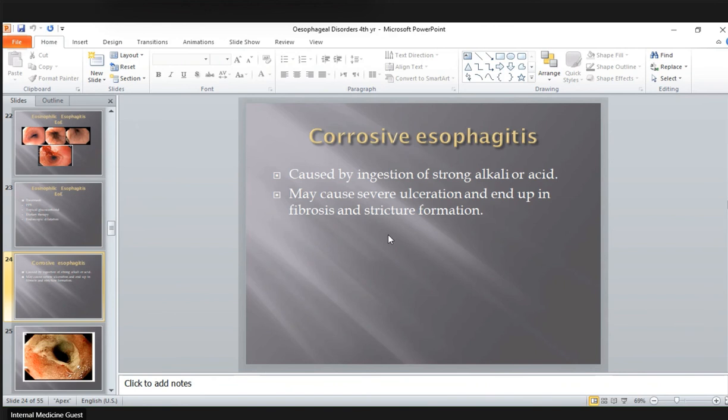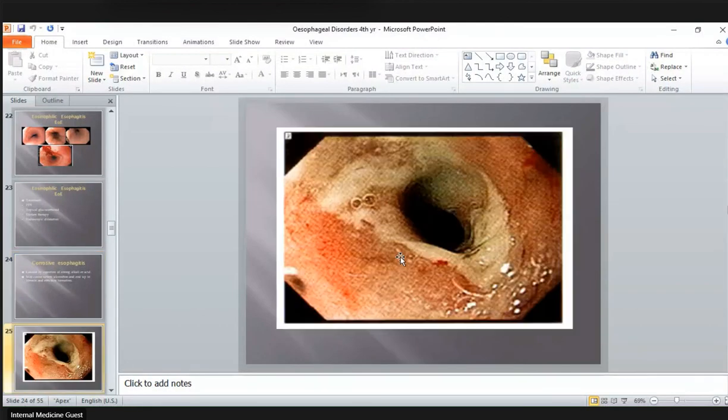Because treatment of this condition really, up till now, is frustrating. Now, upon ingestion of this material, this will cause severe ulceration, and subsequently this will end up in fibrosis and then stricture formation. And that's the endoscopic picture that you will probably see after corrosive ingestion. This is very narrow, and it will require frequent dilatation.